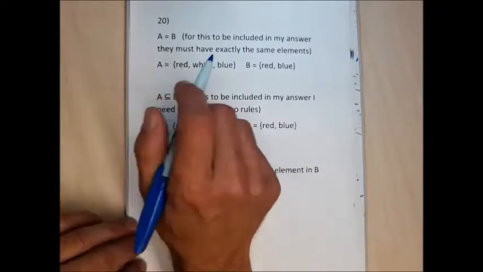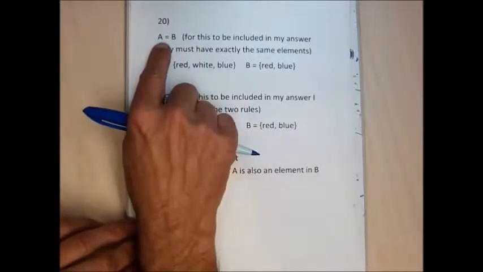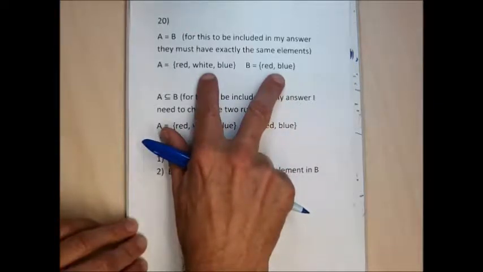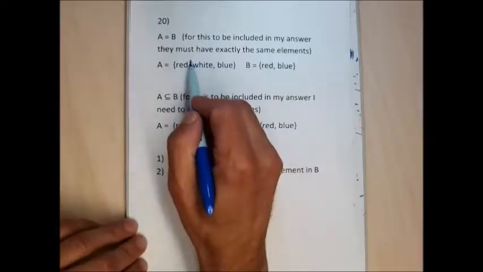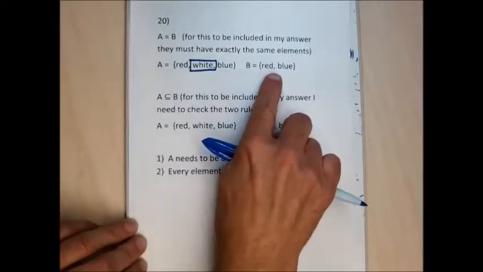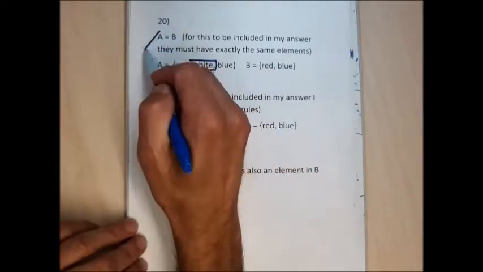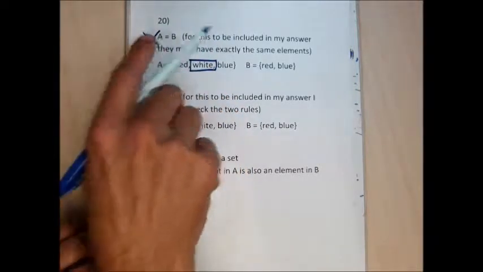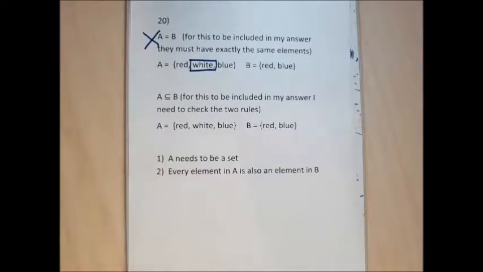So the first thing I'm supposed to check is if these two sets that were given to me are equal. And for two sets to be equal, they have to have exactly the same elements. These sets aren't equal because A has white in it that B doesn't have. So A equal to B is not going to be included in my answer. I don't need to say why this isn't true. I just don't need to include it in my answer.